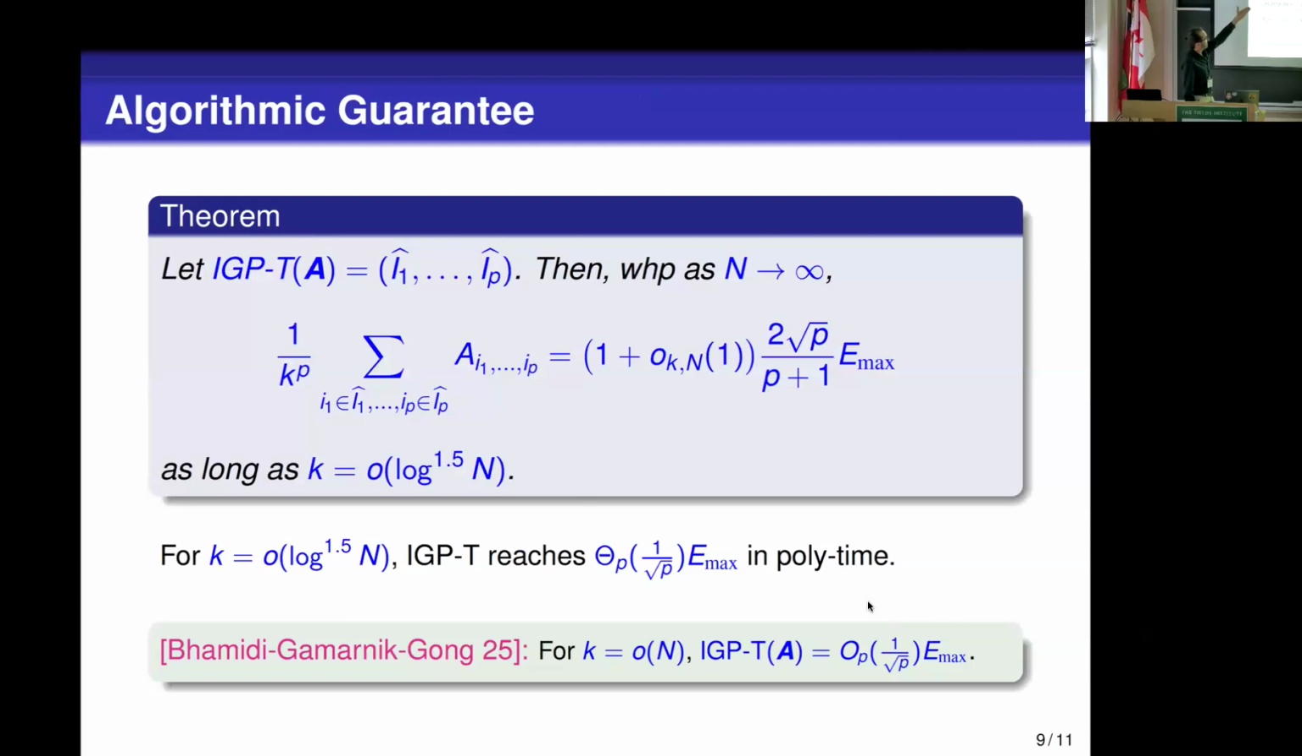Let I-hat be the output of this algorithm on the random input. Then we study the probability as n grows, with respect to this random input. The output of this algorithm is actually a 2 square root p over p plus 1 approximation for the maximum, as long as k is some polylogarithmic factor. So for this value, the algorithm reaches theta of 1 over root p times Emax. I'll tell you in a second more about this work. Actually, if you don't want a big theta guarantee but want a big O guarantee, you can push this all the way to sublinear values.